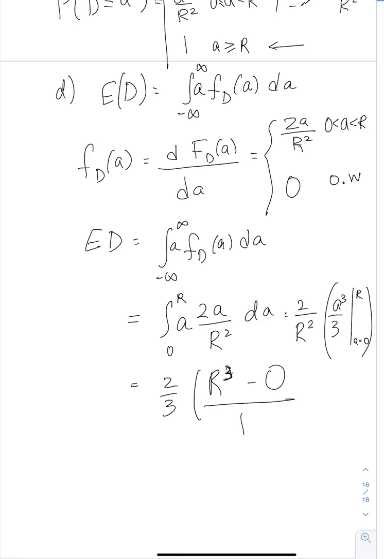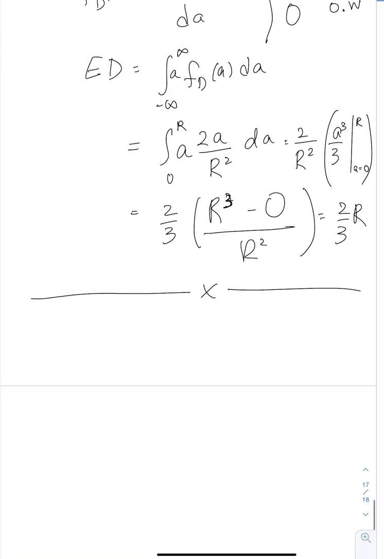Minus 0 over r squared, and that gives you 2/3 r. So the expected distance from the origin is 2/3 r. It's not 1/2 r. Why? Because the distance from the origin is not uniform. All right. So that's the end of example 1E.